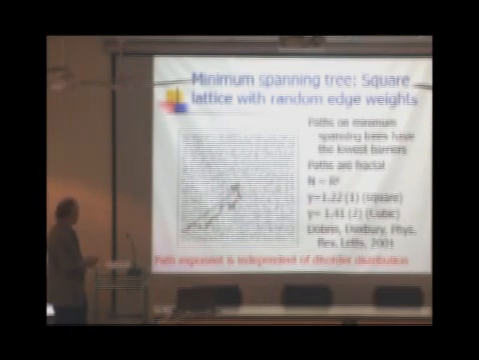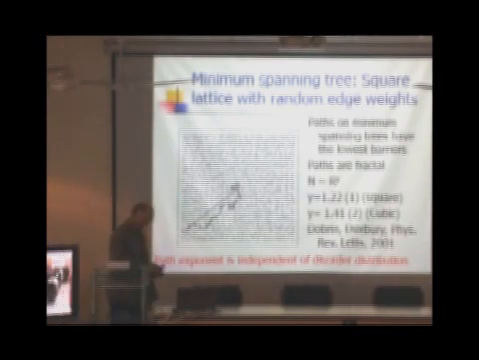It turns out that the paths on a minimum spanning tree in this network are the same as the paths on percolation networks, connectivity percolation. So these paths are the same as the paths in percolation. And we wrote that and proved it rigorously there.